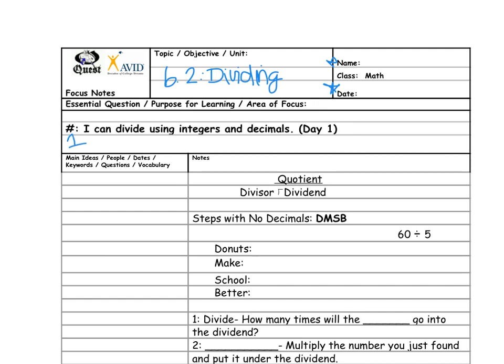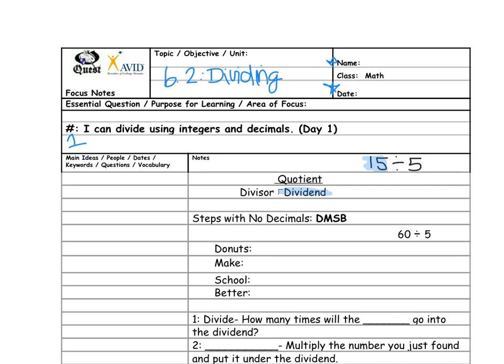Alright, so first we're going to get some terms out of the way. So we have quotient, divisor, and dividend. Let's say we have a problem 15 divided by 5. So our dividend is what is being divided. So in this case our dividend would be 15.